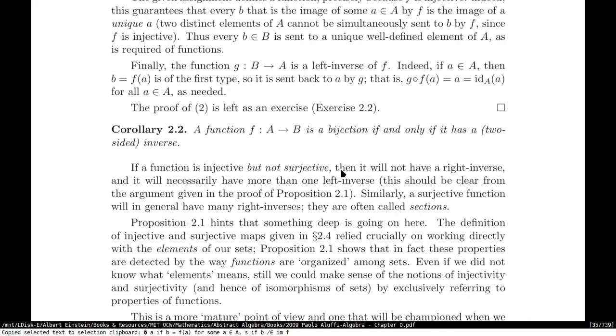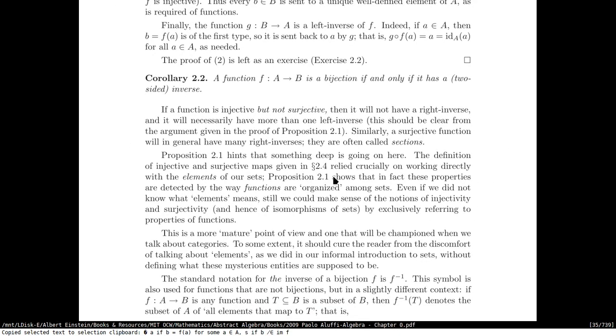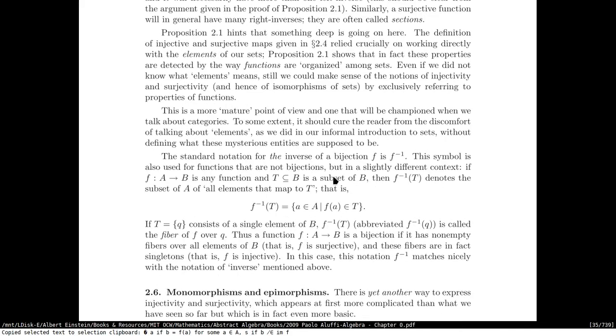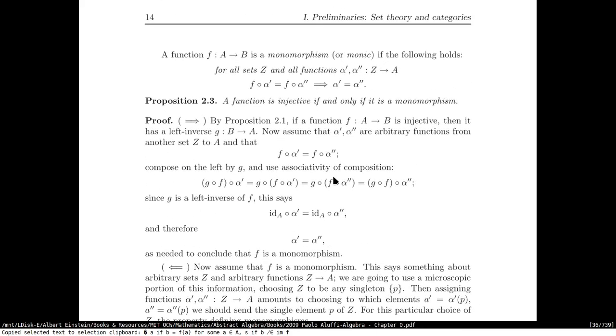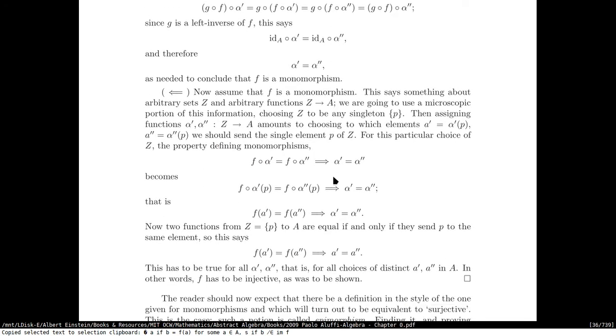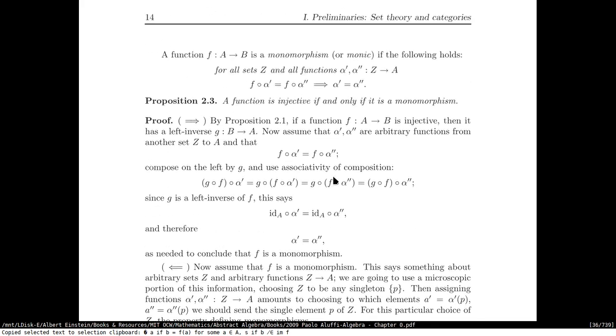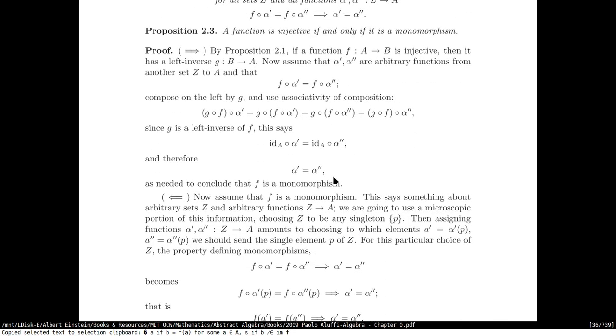Okay, so we have a corollary of this, which is that a function is a bijection if and only if it has a two-sided inverse. You have a two-sided inverse in the sense that if g is an inverse of f, then f is also an inverse of g. So that's two-sided inverses, and we're going to see more of that. But we have this proposition which is pretty long, and I don't think we'll be able to cover that.